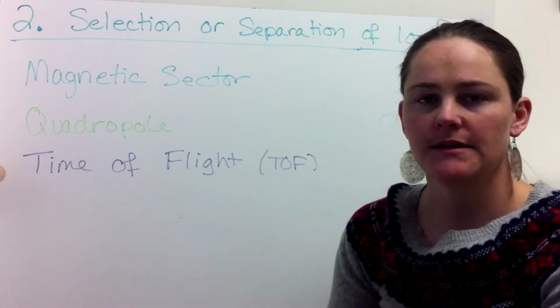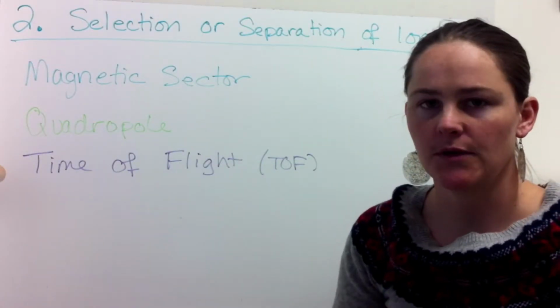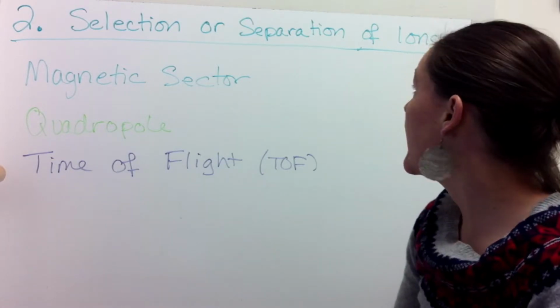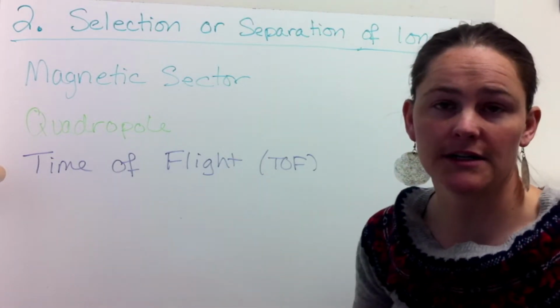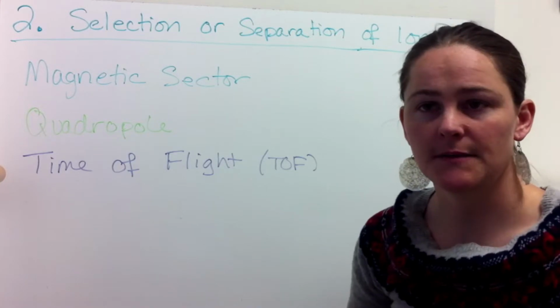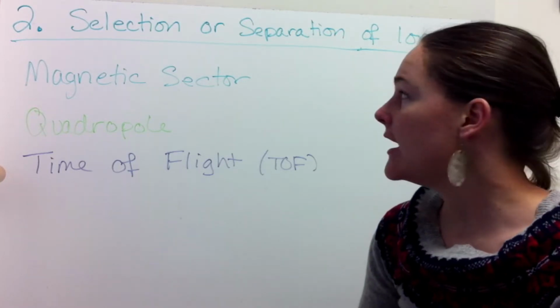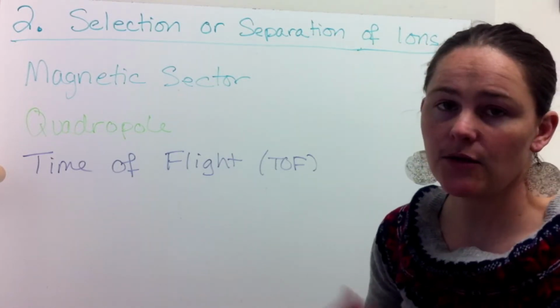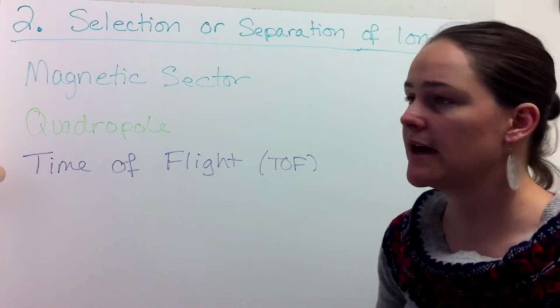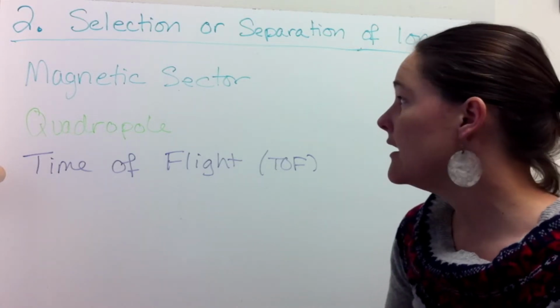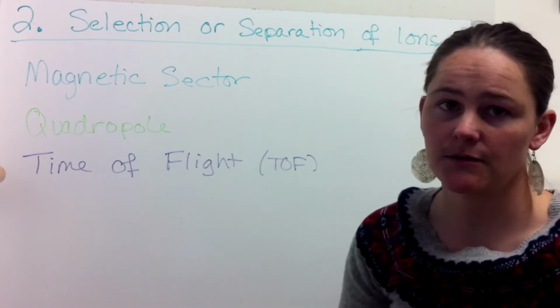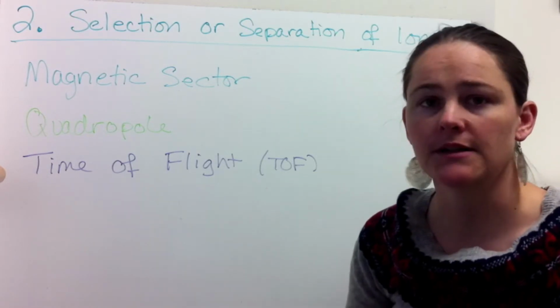So the next step is then, after you ionize your sample, you're going to want to look at a specific ion, a specific mass to charge. And so you need to either select for that or separate to do that. And so you can sort of think of it either way. And there's three different ways to do that we're going to talk about in this class.